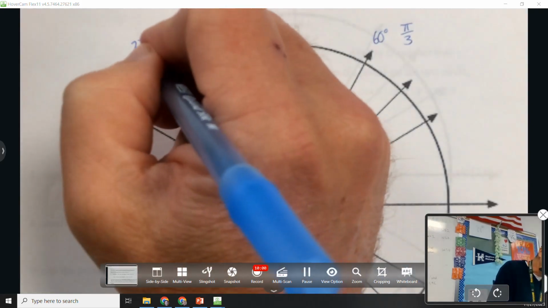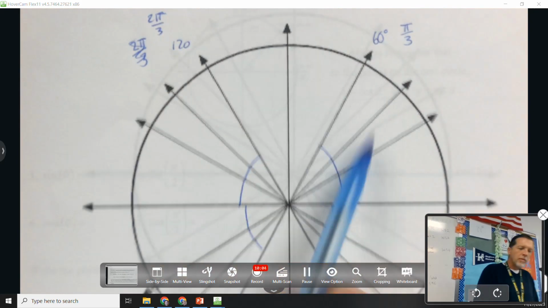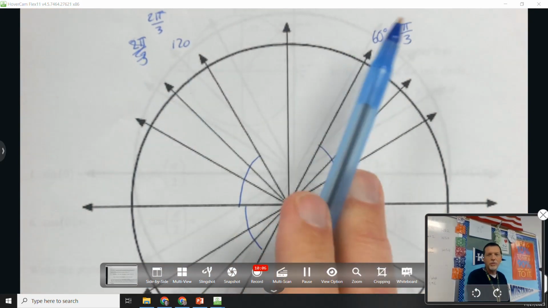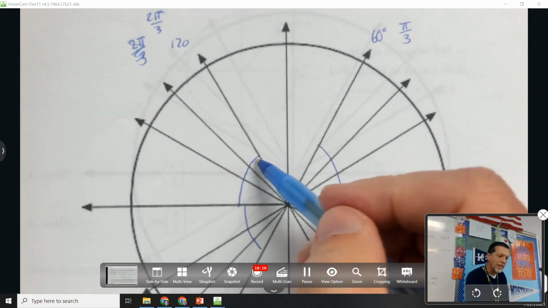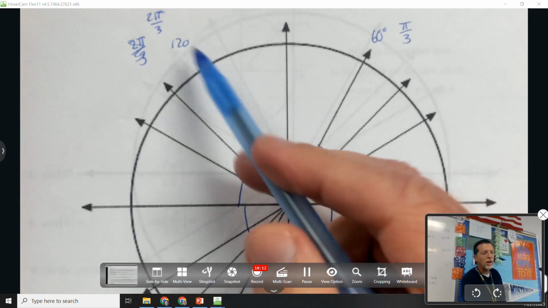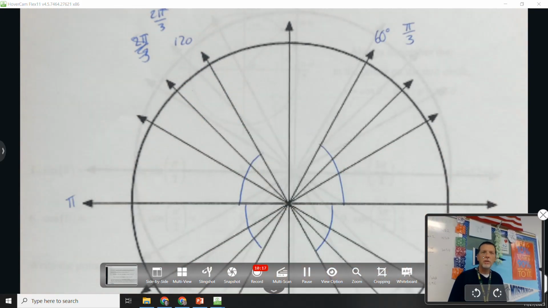Oh, careful, that 2 pi over 3 is on this one. It'll get confusing there. If you double 60 to get to 120, then you double pi over 3 to get to 2 pi over 3. You could use the reference angle idea that it's pi over 3 away from pi. So 2 pi over 3 would be where you're at.